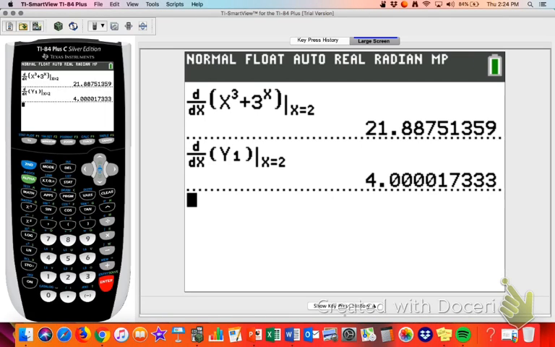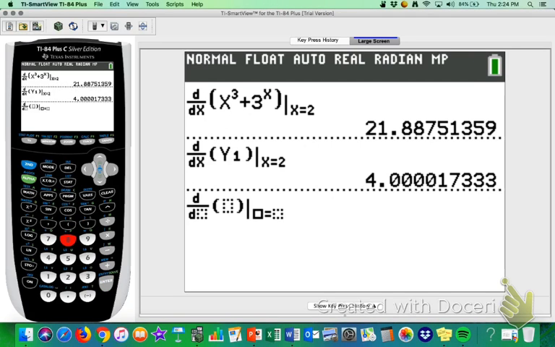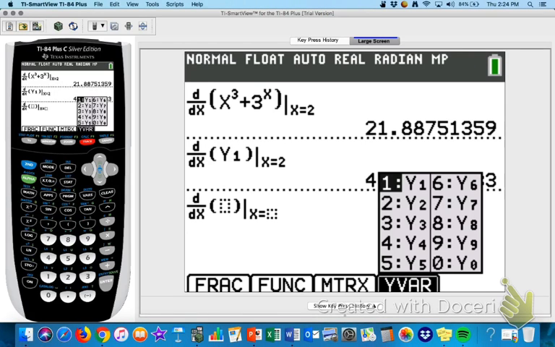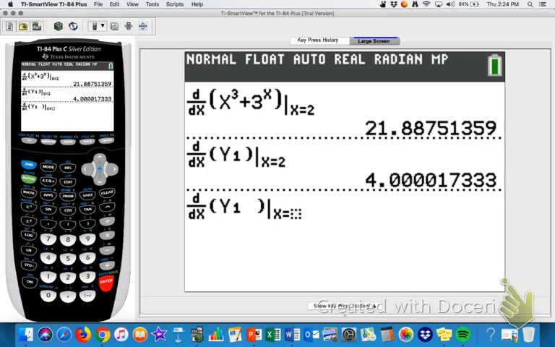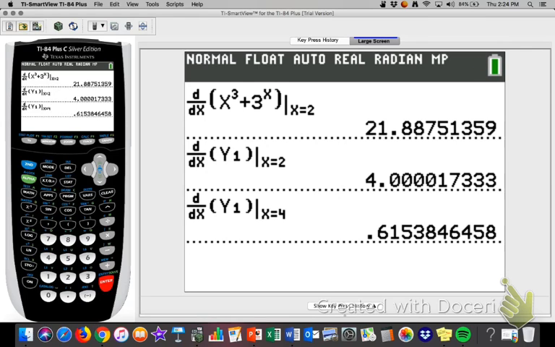So we get 4.000. We can do the same thing. Go math, take the derivative, option 8, d dx. Now instead of typing the function, we can go alpha, trace, select y sub 1, and now maybe we want to evaluate it at 4. And then we hit enter. And we get the value of the derivative at x equals 4 is 0.615.